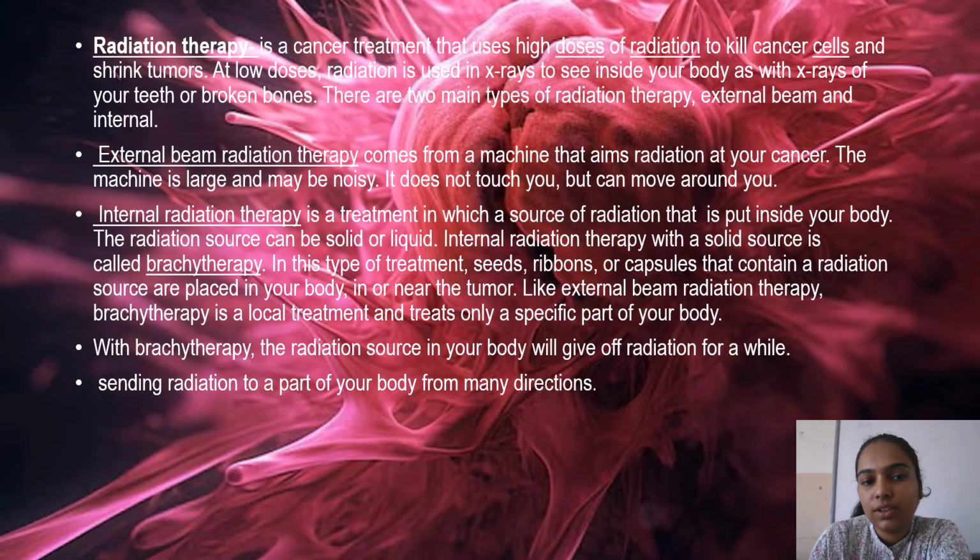External beam radiation therapy comes from a machine that aims radiation at your cancer. The machine is large and may be noisy, but it does not touch you, and you can move around very easily. Internal radiation therapy is a treatment in which a source of radiation is put inside your body. The radiation source can be solid or liquid.